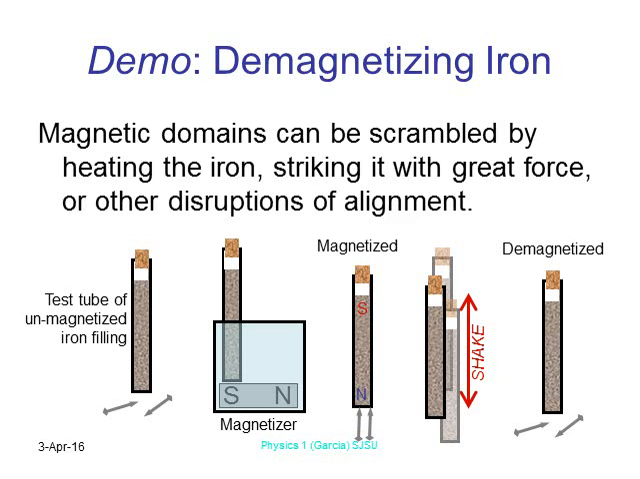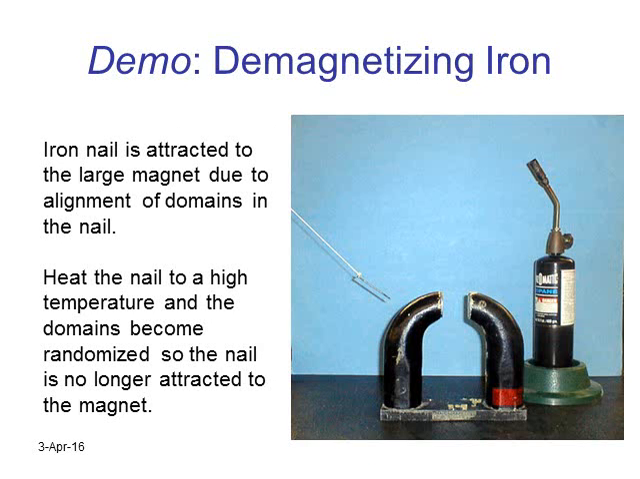All right, you can scramble these domains by heating them and then whacking them. You can also just drop them 100 times over and over again. That will work as well. Okay, and again here, this is just a demo where you show that a strong magnet is pulling the nail, but if you heat it, it won't be attracted to it because those domains become randomized again.